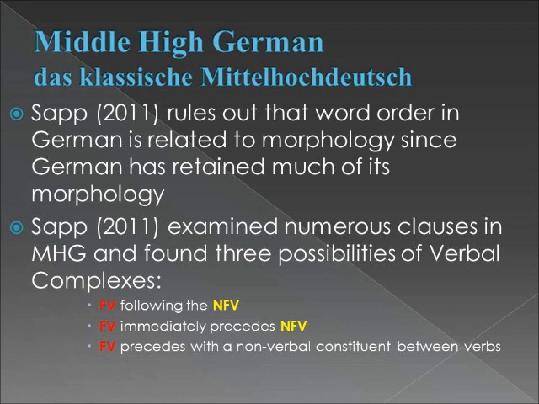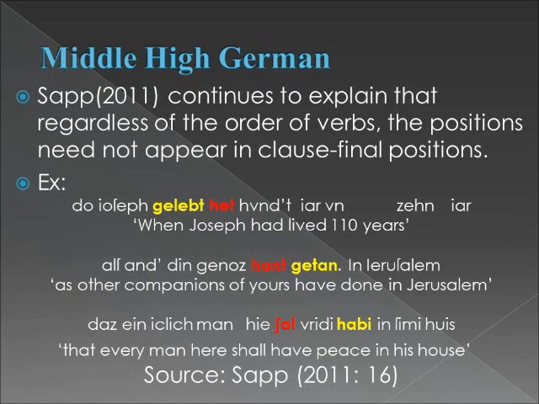So SAP 2011 examined numerous clauses in Middle High German and found three possibilities of verbal complexes, where the finite verb will follow the non-finite verb, where the finite verb will immediately precede the non-finite verb, or the finite verb will precede with a non-verbal constituent between the verbs, so something separating them. So here's a few examples. In the first example, the non-finite verb is before the finite verb. Second example, the finite verb is before the non-finite verb. And then in the third example, the non-finite verb is after the finite verb, and there's something separating them.